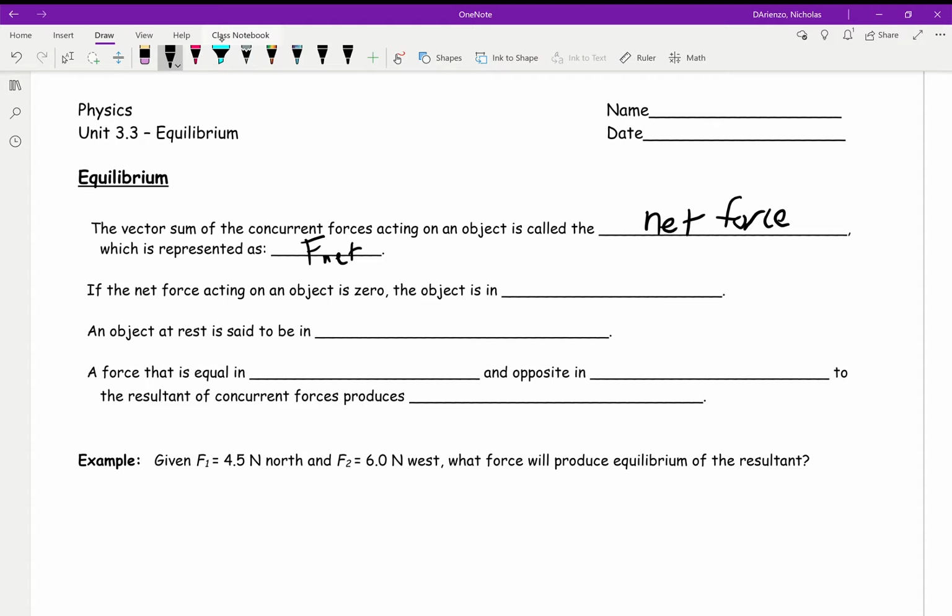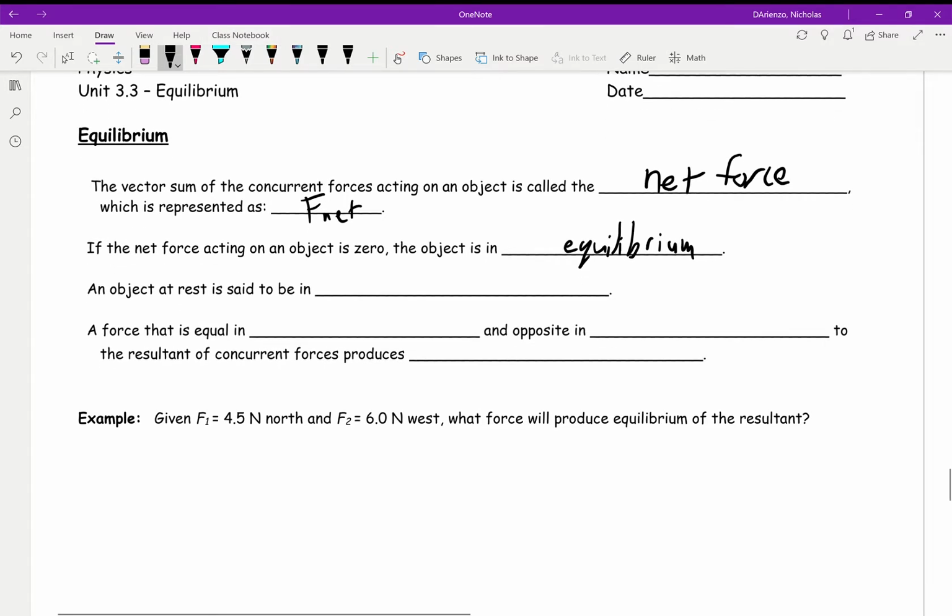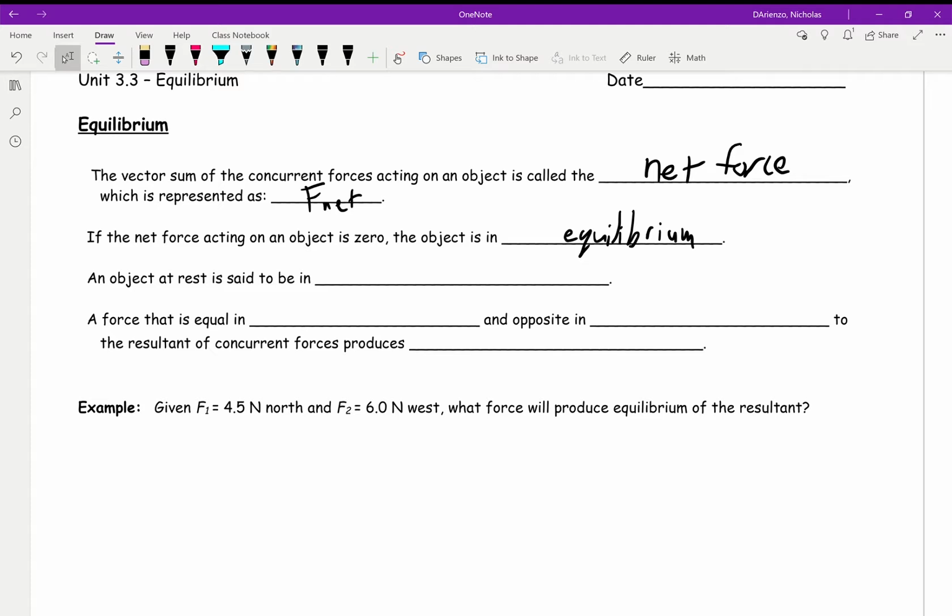If the net force acting on an object, or the vector sum of all the concurrent forces acting on an object, is 0, then the object is considered to be in equilibrium, which, if you remember from chemistry, is a state of balance. Can be static, can be dynamic. An object at rest is said to be in static equilibrium, static since it is not moving.